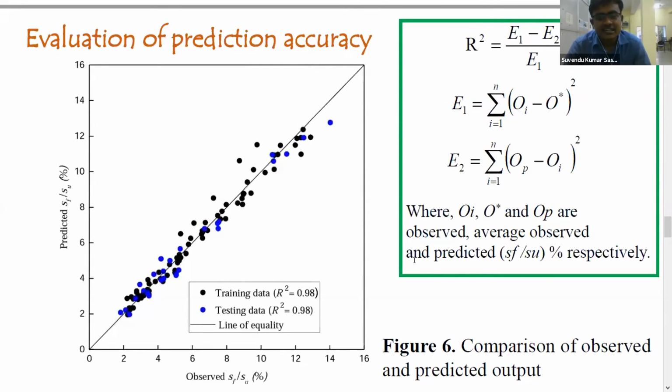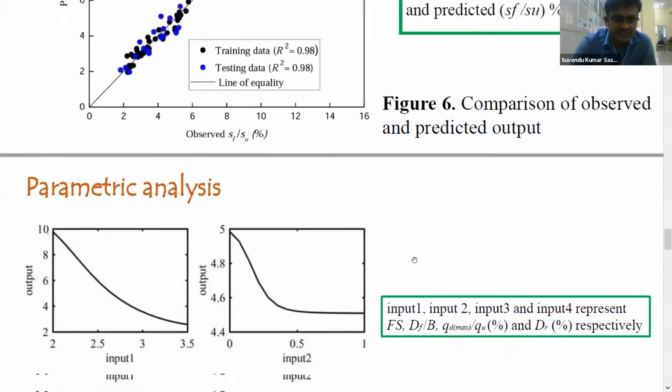After developing the ANFIS model, the predicted settlements are compared with the settlements observed from the OpenSees analysis. It is found that for both training data and testing data, the coefficient of determination is 0.98. That means the model is not only well trained, but it has a very good generalization ability. It has the ability to predict well outside the training data.